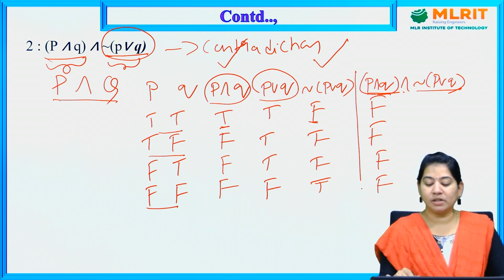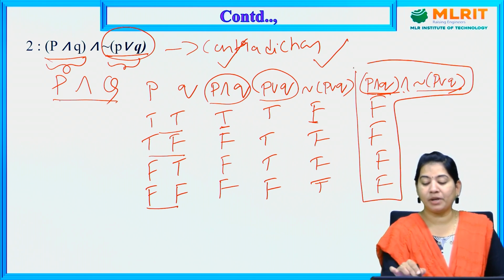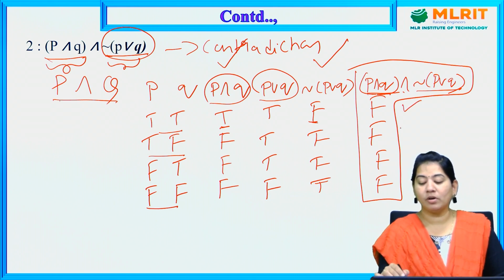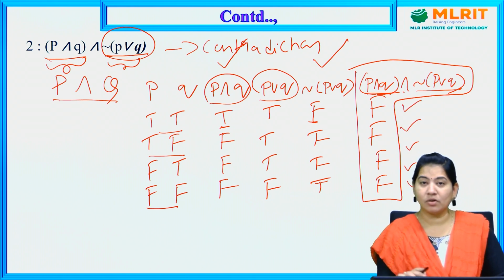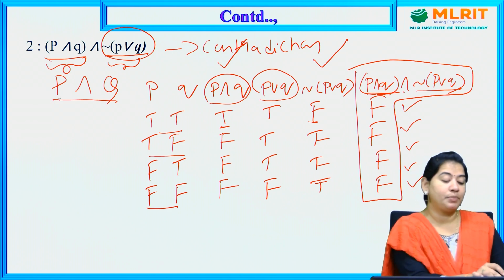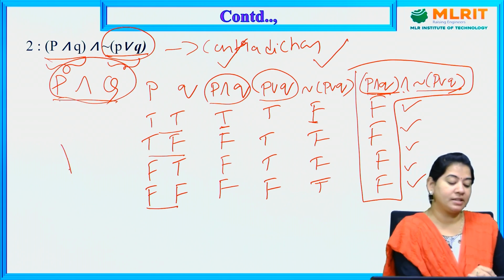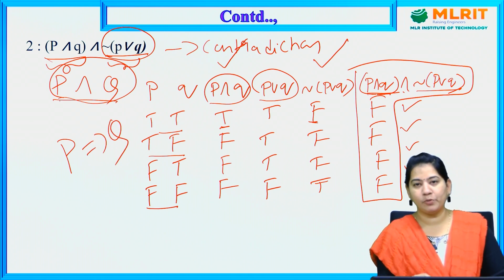Now if we observe this last column, which is P and Q and negation of P or Q, we get all false statements, so we can say that this is a contradiction. Since it is a contradiction, we can say that the P proposition is logically implying a proposition Q. So this is the example for the second condition, that P and Q is a contradiction.